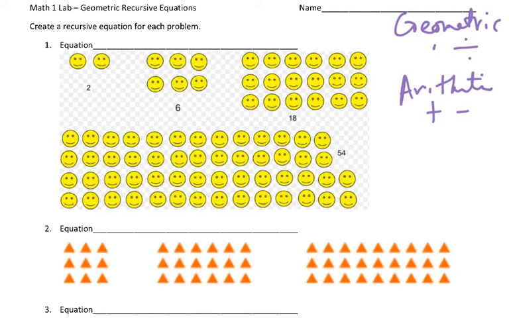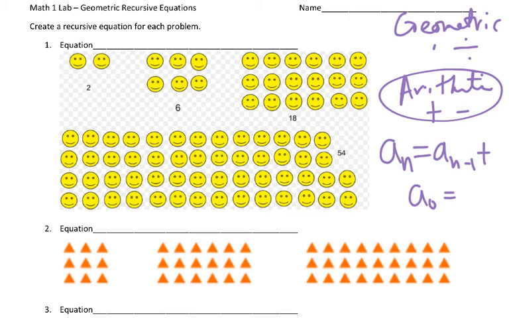But when we do recursive equations, we always start with a sub n equals a sub n minus 1 and a sub 0 equals, okay? In the case of arithmetic, we add or subtract right there. So in geometric, we're going to multiply. Actually, we don't write the multiply, huh? We do the dot, multiply or divide. Yet, even the divide we don't really want to do. We want to change it into multiplication.